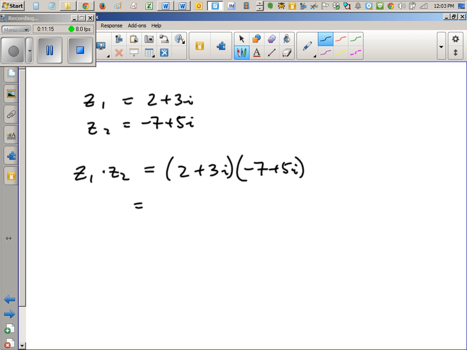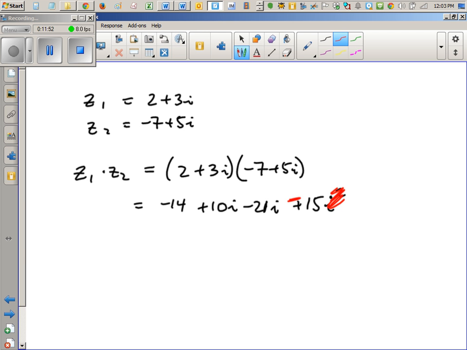Okay, so 2 times negative 7, 2 times 5i. Inners is 3i times negative 7. Lasts are 3i and 5i. Okay, everybody say hello to the i squared. Now say goodbye to the i squared. Whenever you see an i squared, say hello, change it to a negative 1 and say goodbye, because i squared is negative 1, right?